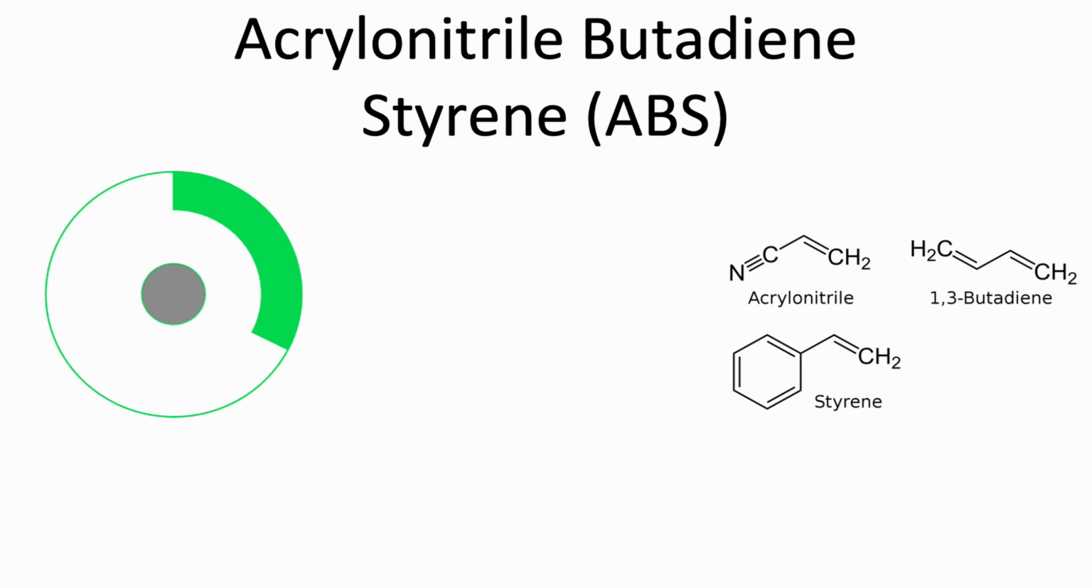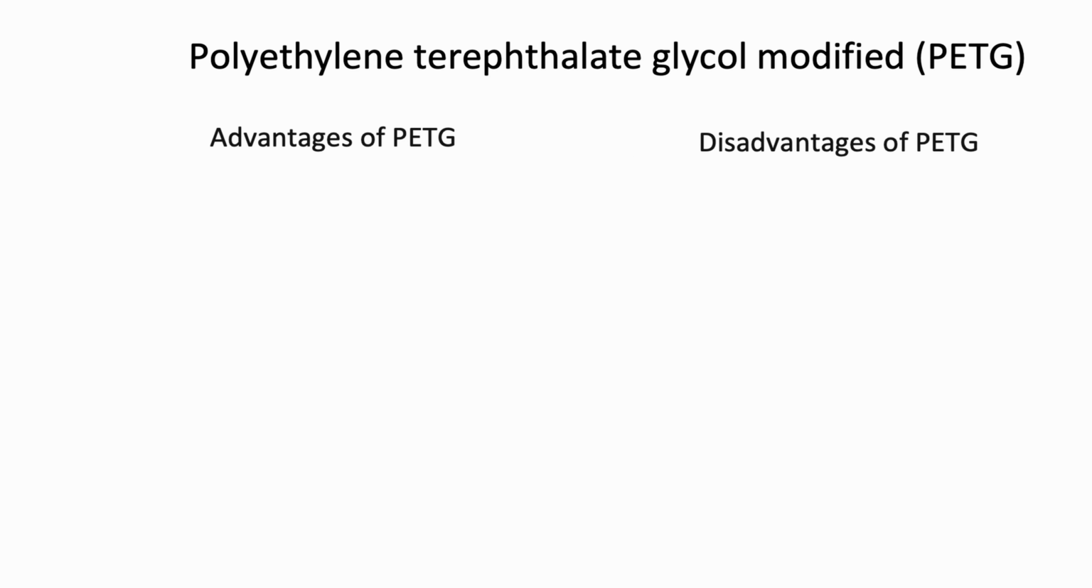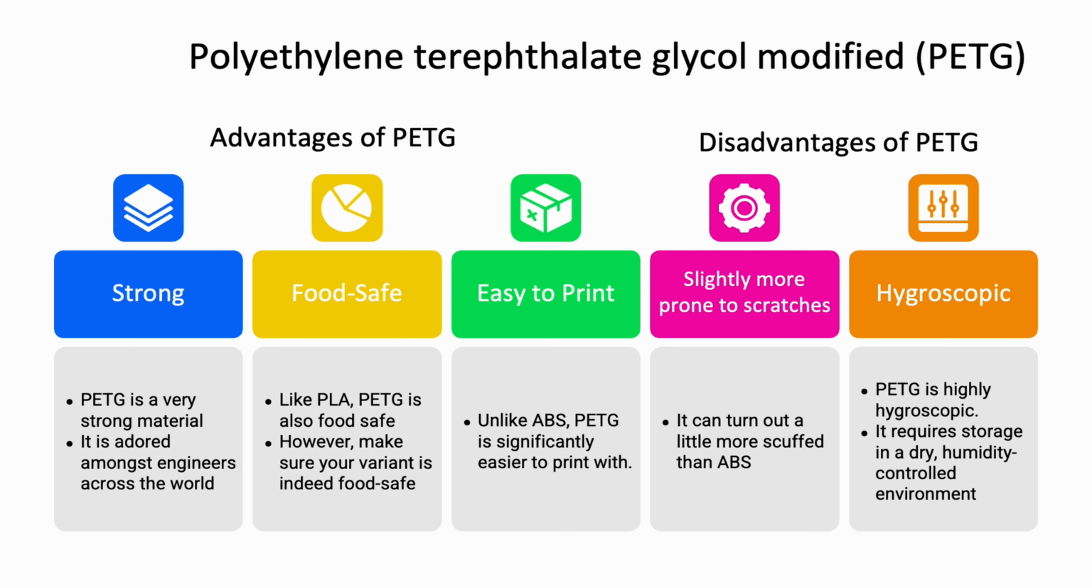Thirdly, there is PETG. I'm not going to try and pronounce that name because I know I'm going to butcher it. PETG is a newly introduced material. It is slowly taking over and gaining popularity. It combines advantages of PLA and ABS, making itself extremely versatile. PETG is strong. It has very good durability and resilience, and it's loved by engineers across the world. Some people say PETG is easier to print than even PLA as it sticks to the print surface excellently. It is also food safe.